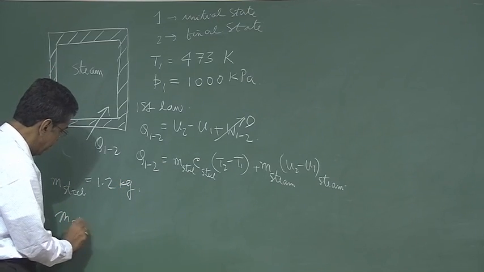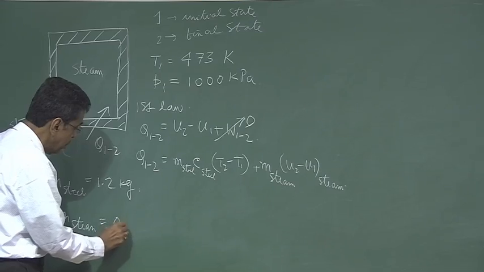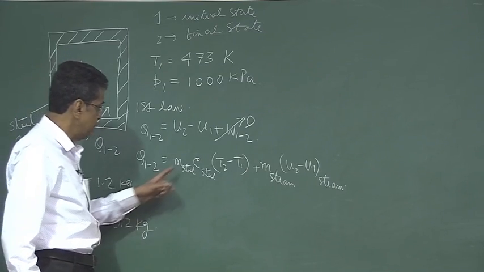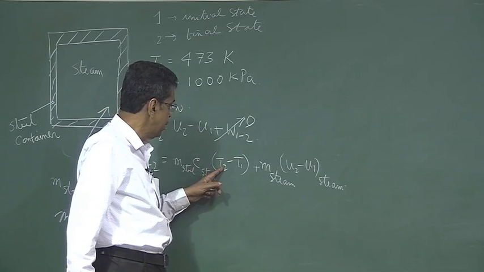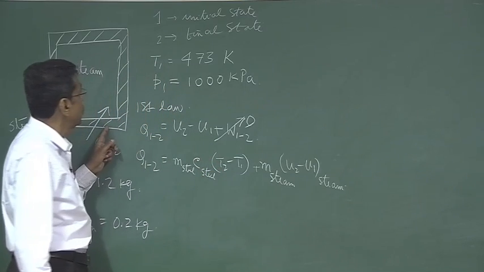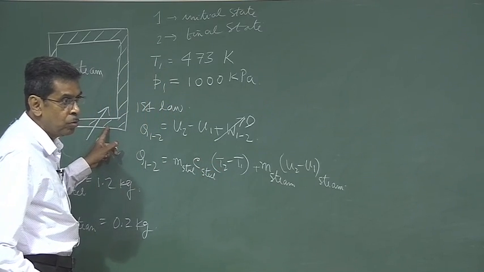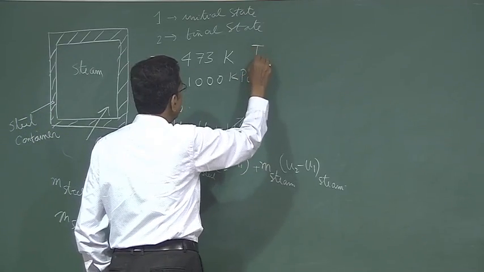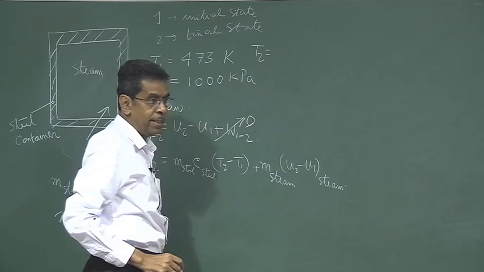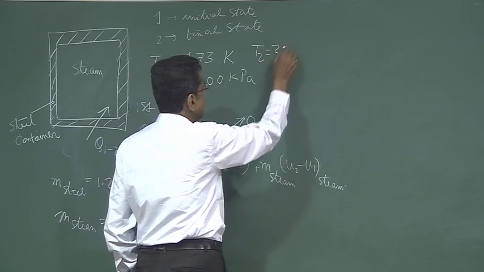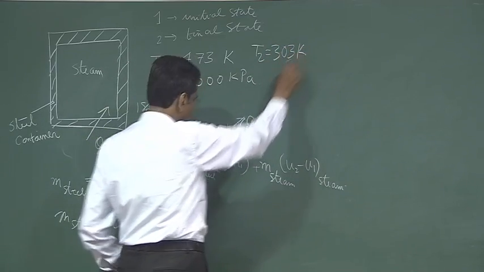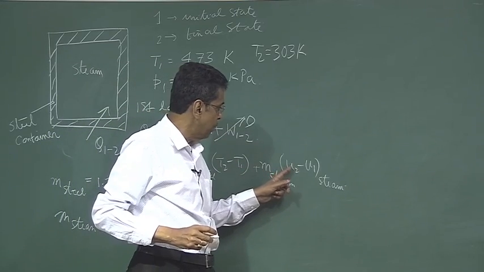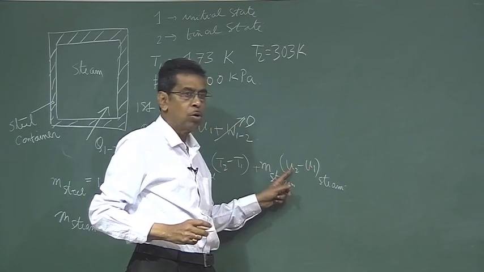M steam is given, what is that? 0.2 kg. So M steel we know, T1 we know, and T2 we also know. T2 is 30 degrees Celsius, that means 303 K. So therefore, the steel part is known, M steam is known, but we know neither u1 nor u2.